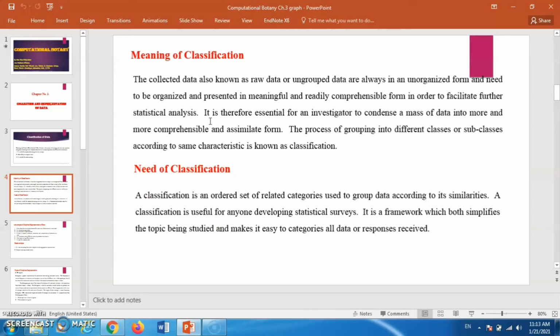It is therefore essential for an investigator to condense a mass of data into a more and more comprehensible and assimilable form. The process of grouping data into different classes or subclasses according to the same characteristic is known as classification.